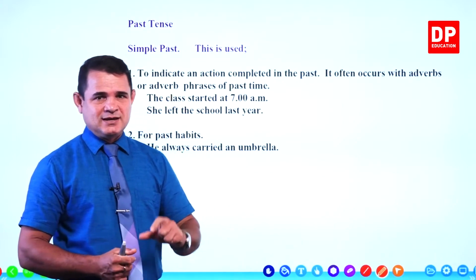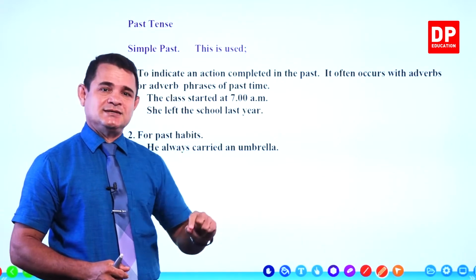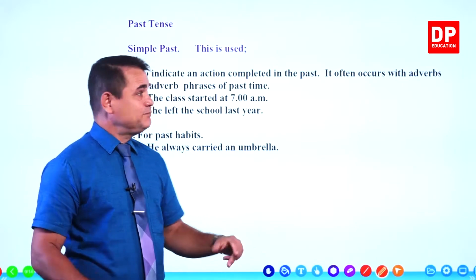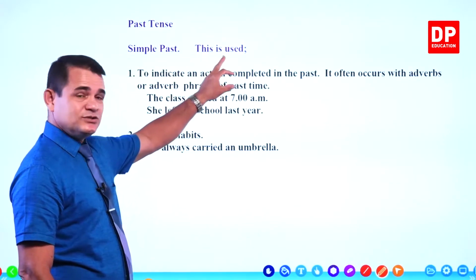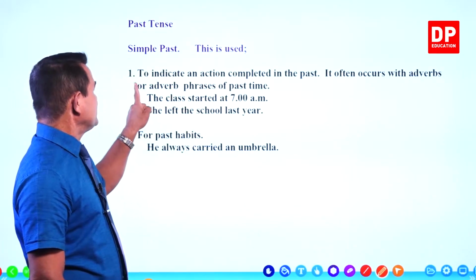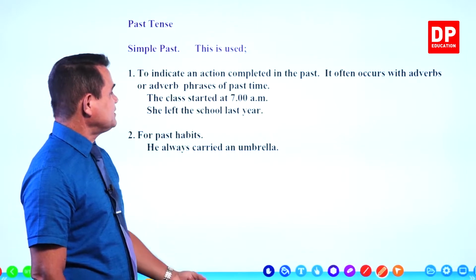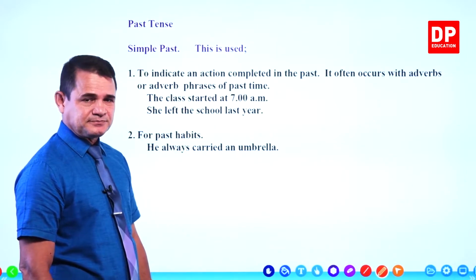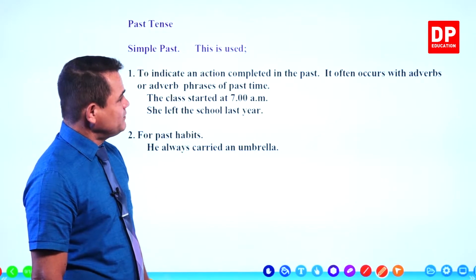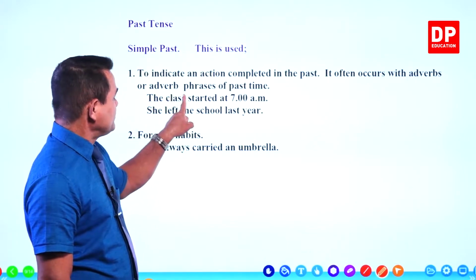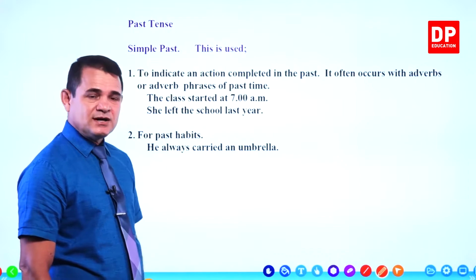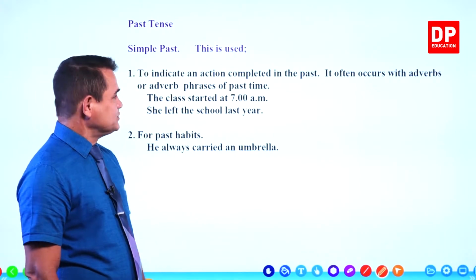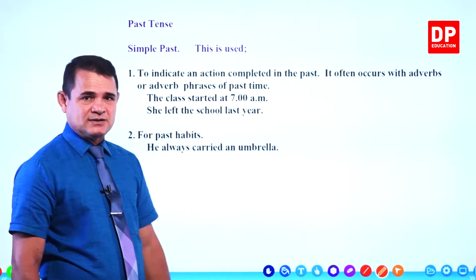Let's look at the first one, he drank tea. That is simple past. This is used to indicate an action completed in the past. It often occurs with adverb phrases of past time. So, completed in the past.